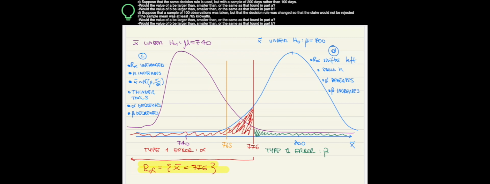Okay, so the only way we have to reduce both type 1 and type 2 error is to have a sample with more samples, to increase the numerosity of our sample. And I hope that this graphical representation of the distribution of x bar under H0 and under H1 can help you to understand all the different elements we have in our hypothesis test.